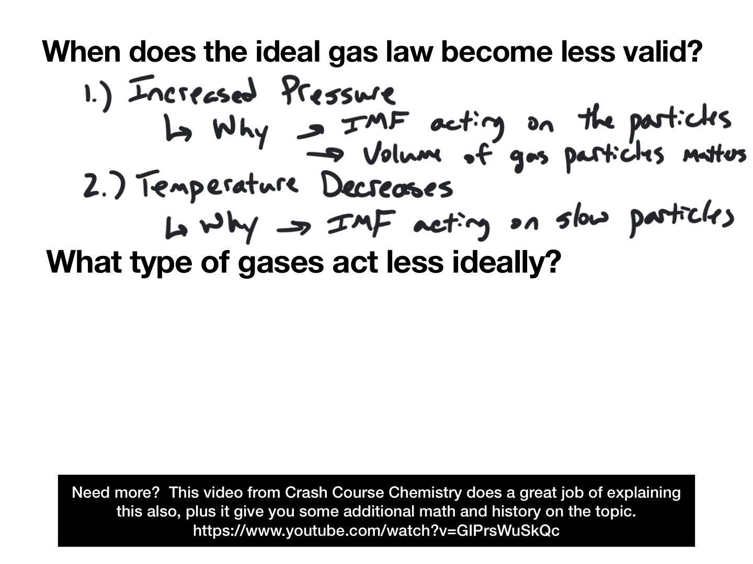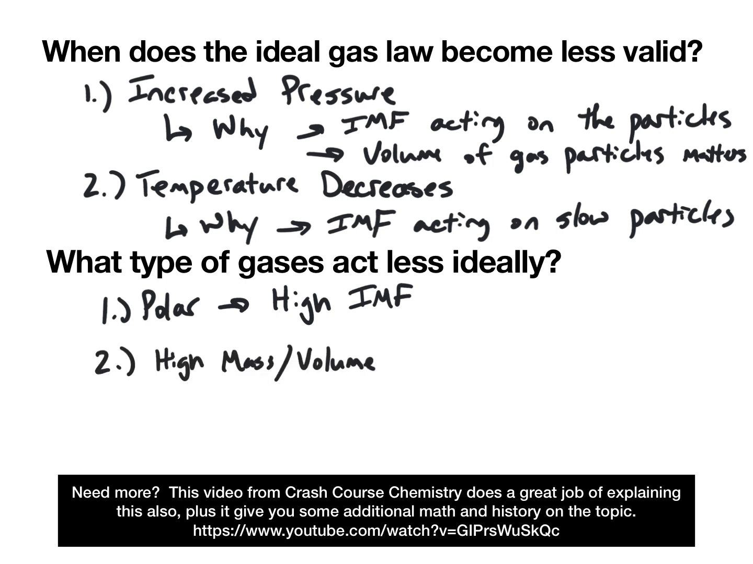Finally, what type of particles act less ideally? One type of particle that doesn't act ideally are particles that are polar. Remember, polar molecules have increased intermolecular forces, and if those intermolecular forces are acting on the particles, then they behave less ideally. The stronger the polarity, the less ideal the particle. Also, the mass of the particles matters. Larger mass particles have assumed larger volume, and the larger volume particles in a real gas make the pressure perceived to be higher than it really is.